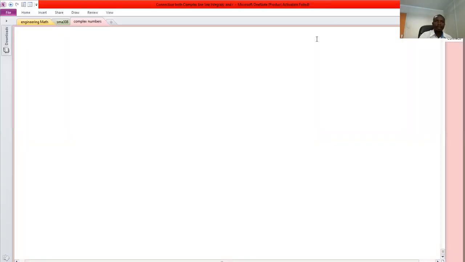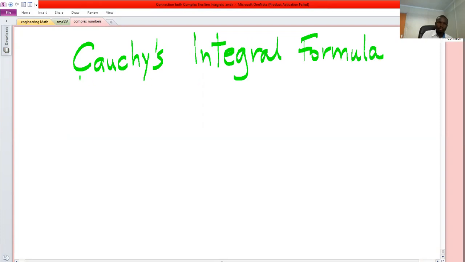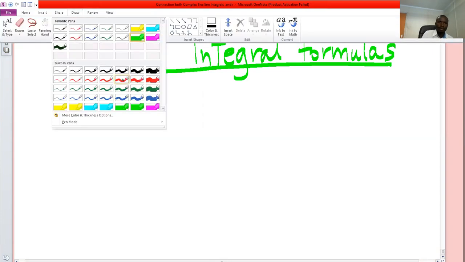Welcome to this class. This session we are going to state without proof the Cauchy's integral formula and do an example to illustrate how the formula works. So Cauchy's integral formula. There are two formulas, one for the function, one for the derivative. So we'll state the formulas and then apply them.